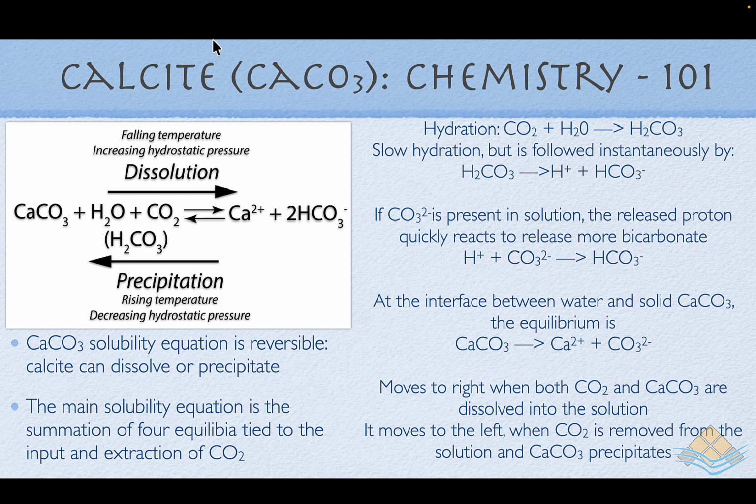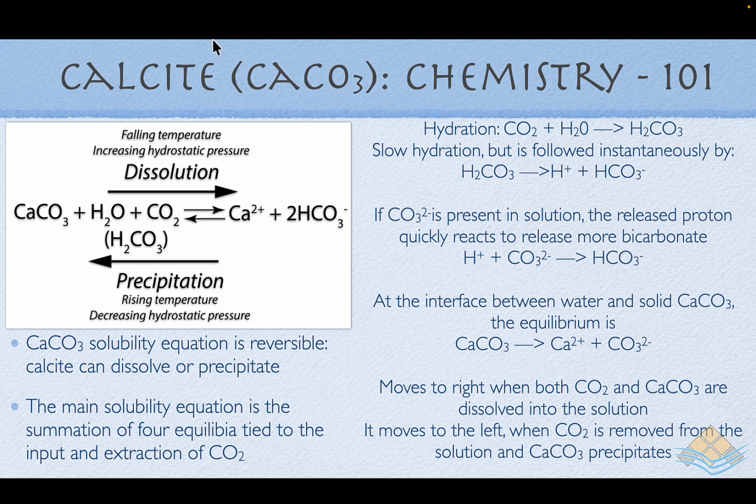So that overall reaction will move to the right when both carbon dioxide and calcium carbonate are dissolved into the solution. We see dissolution. Whereas it moves to the left, we precipitate calcite when carbon dioxide is removed from the solution and the calcium carbonate precipitates. So dissolution is favoured by falling temperatures or increasing pressures. Precipitation is favoured by rising temperatures and decreasing hydrostatic pressures.